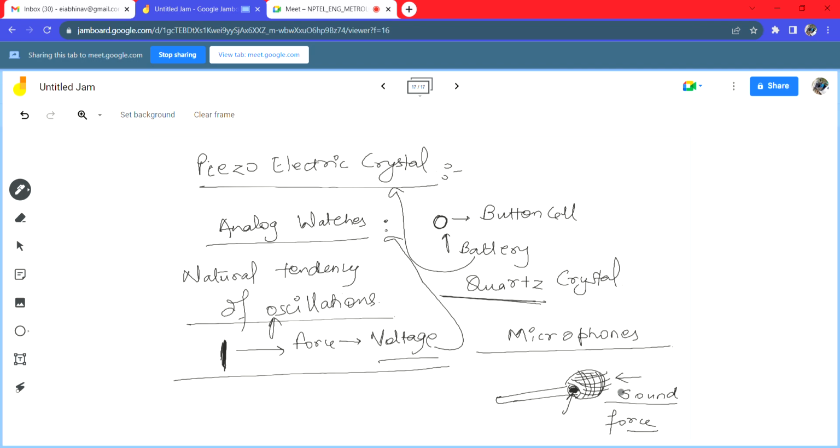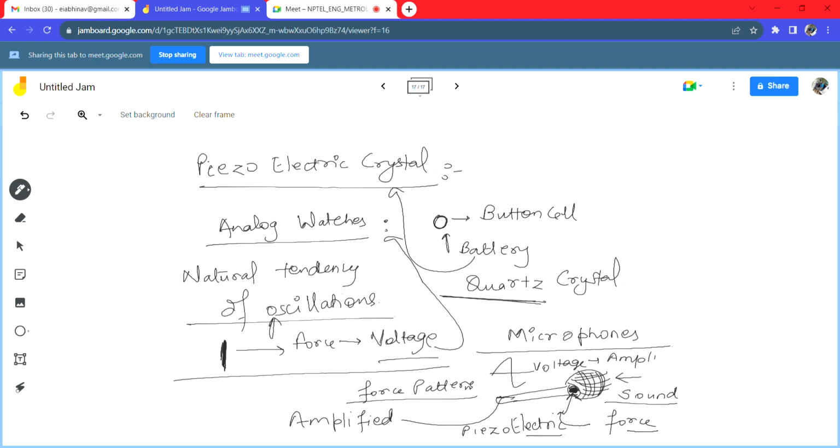This piezoelectric crystal over here reads these force patterns, and without the help of an external battery source, these force patterns are amplified by this piezoelectric crystal, and it generates a higher voltage that is used to amplify the sounds.